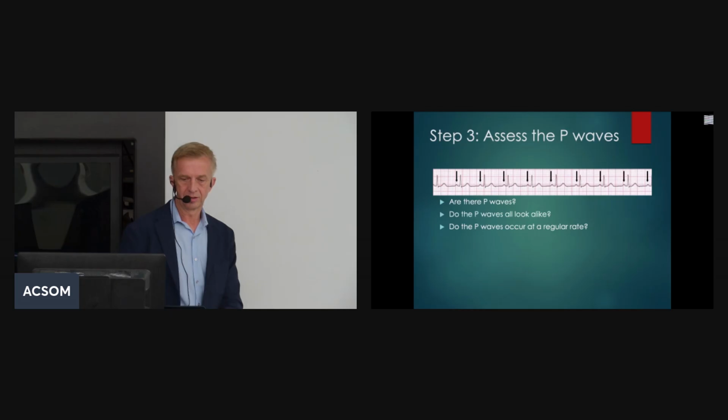So these are sinus P waves in front of each. They all look the same. So they all originate in the sinus node. This is normal sinus rhythm.